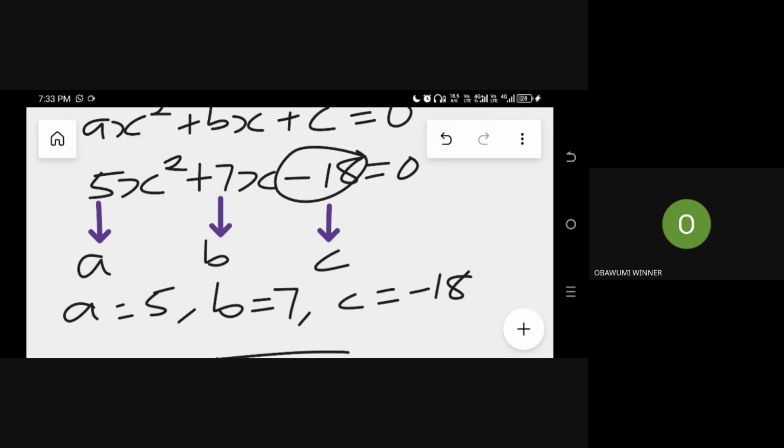Most students forget, they just pick the number without the sign. Every number carries a sign, and the sign is that which comes before the number. So that minus there belongs to 18. That's why I said C is equal to minus 18.